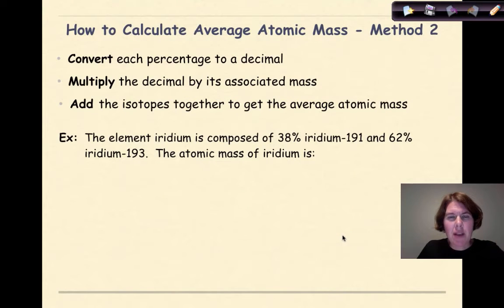Let's look at the second method, and actually this is the method that I prefer to use in my classroom. I'm going to convert each percentage to a decimal. So the percentages that are listed, I'm converting them into a decimal. Then I'm going to multiply the decimal by its associated mass that's listed. Then finally, I'm going to add the isotopes together to get the average atomic mass.